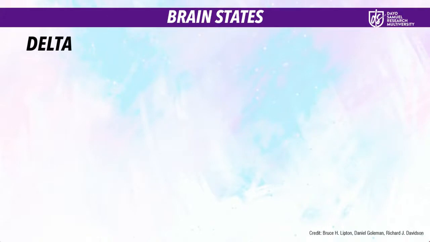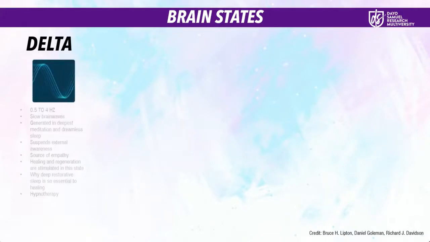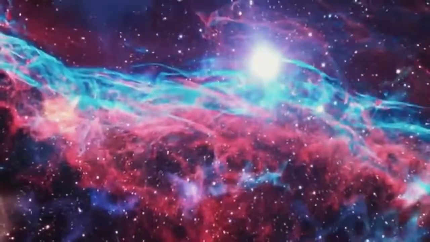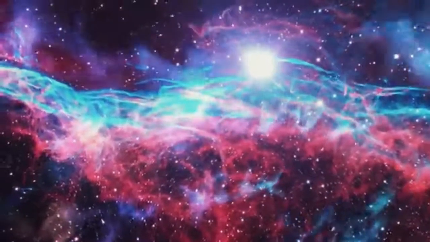Let's start with delta. Delta is between 0.5 and 4 hertz. It is slow brain waves. It is generated in deepest meditation and dreamless sleep. It suspends external awareness, so when you are in a delta state, you are unaware of what's going on outside of yourself. It is referred to as the source of empathy. Healing and regeneration are stimulated in this state. It is also in this delta state that deep restorative sleep results in healing.